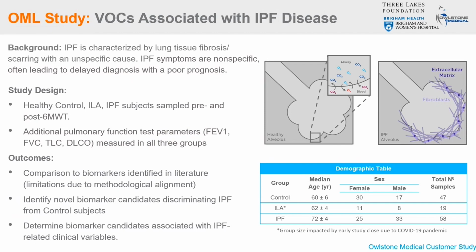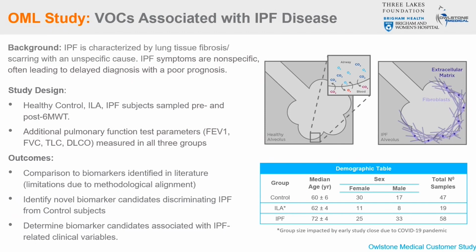In this study, in collaboration with the Three Lakes Foundation and Brigham and Women's Hospital, healthy control, ILA, and IPF subjects were recruited. Breath samples were collected pre- and post-6-minute walk test in all 3 groups, as well as other pulmonary function test parameters such as forced expiratory volume, forced vital capacity, total lung capacity, and diffusion capacity of the lung for carbon monoxide.